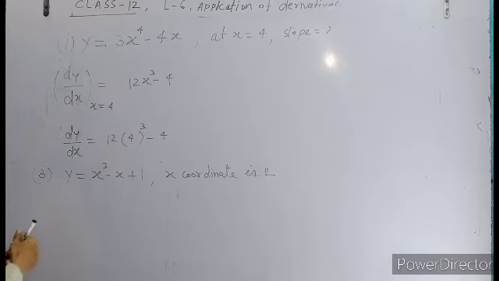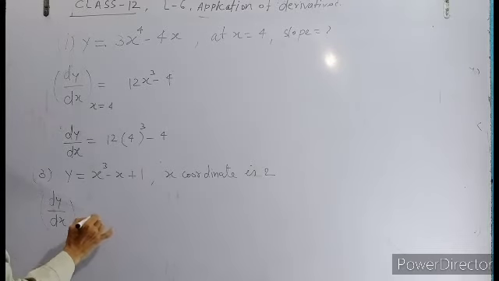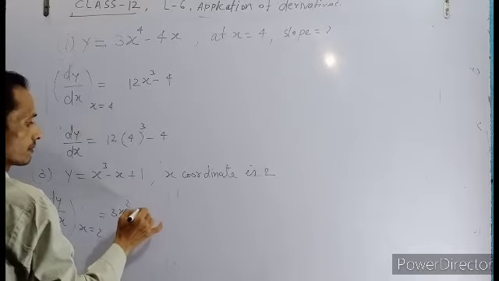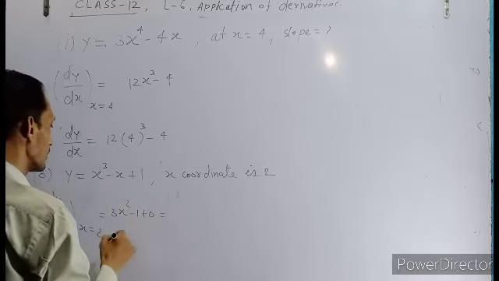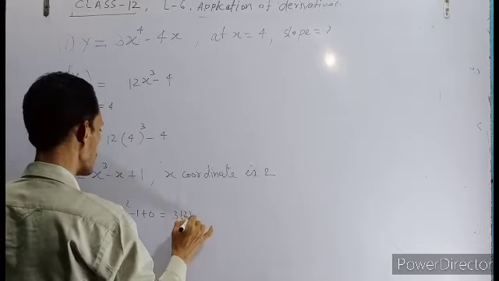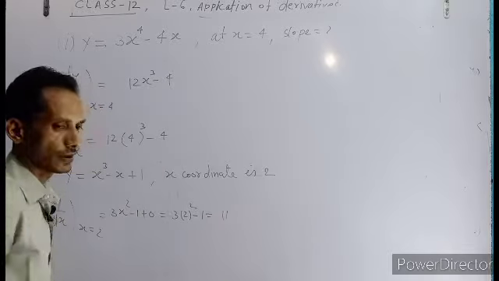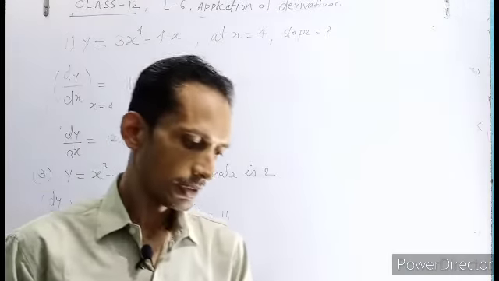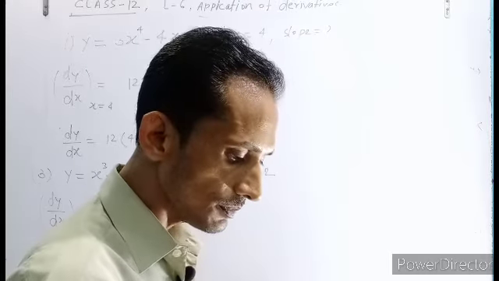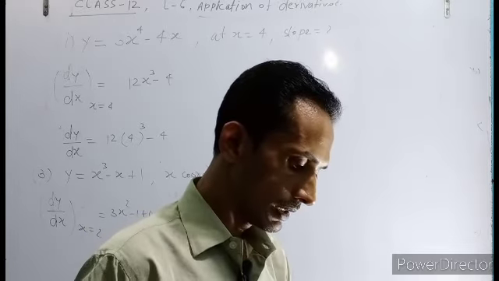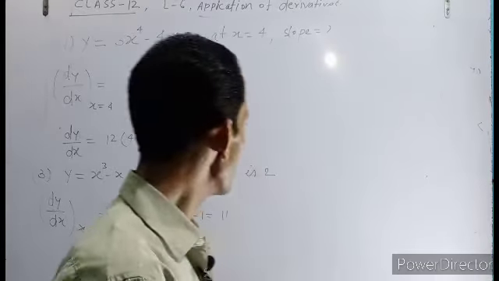So similarly you can find out dy by dx. X coordinate means x equal to 2, and the derivative of this one is 3x square minus 1 plus 0. So put the value, what will it come? 3 into 2 square minus 1, that is equal to 11. That is all about this. Now in this exercise all are easy questions, so you can do in this way.